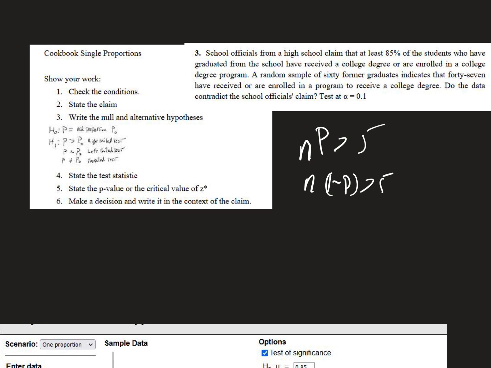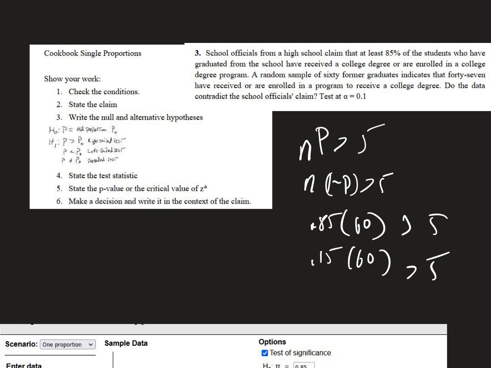So we do the probability of success, which is 0.85, times 60. Well, 10% of 60 is bigger than 5, so 85% would be too. And then 15% of 60, 1 minus 85, well, 10% of 60 would be 6, so that's bigger than 5, and 15% is bigger than that. So both of these are bigger than 5. Yes, we're good to go with a one proportion z-test.